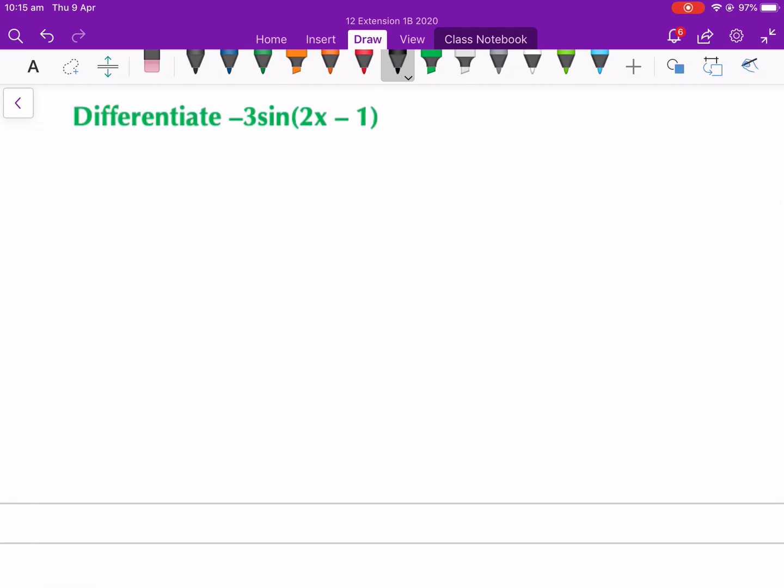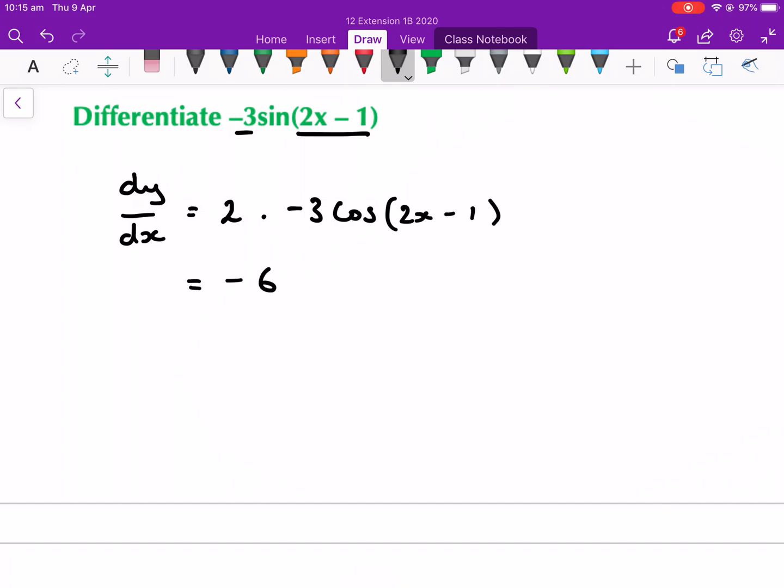Now, next one, again, we start off by differentiating this bracket here. So the differential of 2x minus 1 is 2, times by, now we've got a constant out the front, that's okay, the constant stays there, but we've got to differentiate sine, and sine differentiates to cos, so therefore we end up with negative 3 lots of cos of 2x minus 1, and if we simplify all that, we end up with negative 6 cos of 2x minus 1.